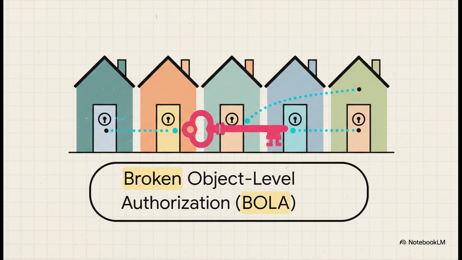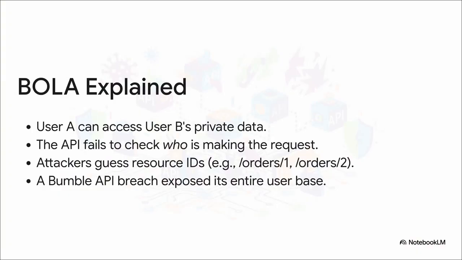What if your house key didn't just open your door, but it also opened your neighbor's door, and their neighbor's door, and every other door on the block? So here's how it works. The API checks that you're a valid user, sure, but it completely fails to check if you're the owner of the data you're asking for.